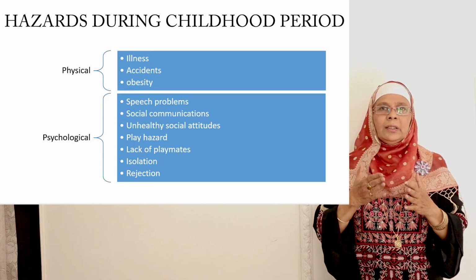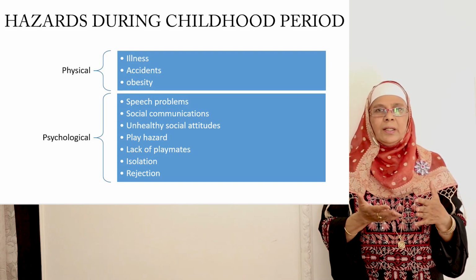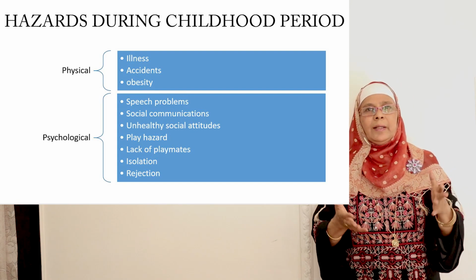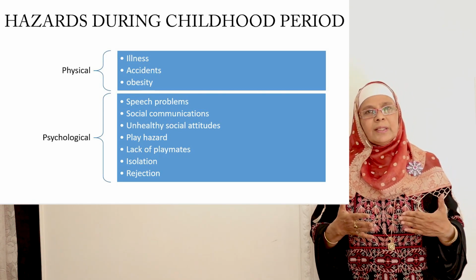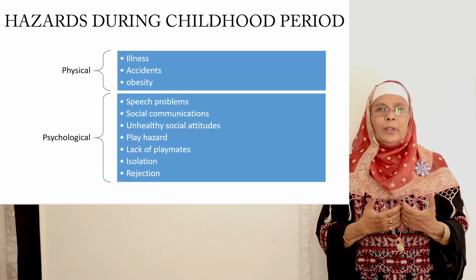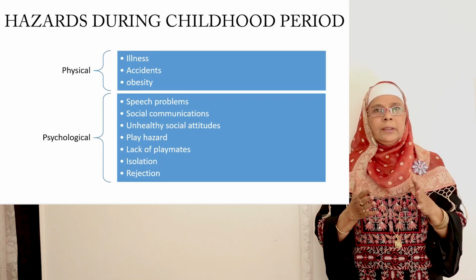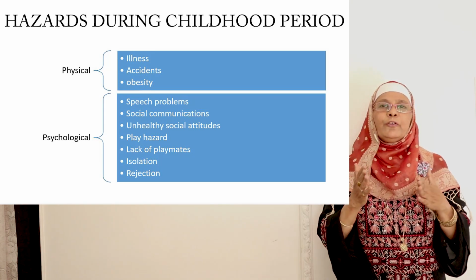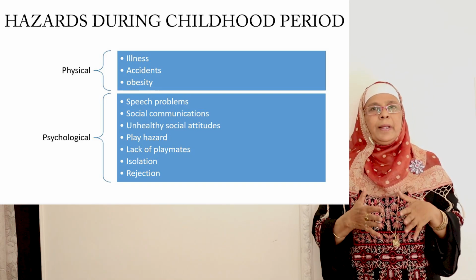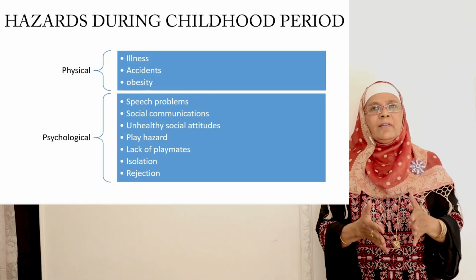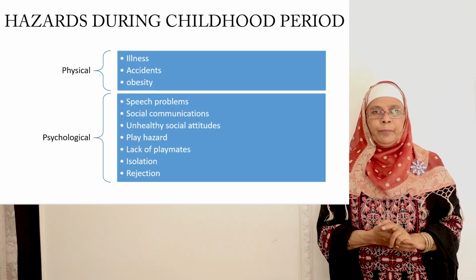The children try to climb up, they try to jump from up, they climb on trees, and some accident takes place. They might have a big fall, climbing up or down the staircase. That can result in an accident, and that can be a physical hazard. And the third hazard is obesity. Irregular food habits or the junk food which children eat may affect the physical development of the baby, and that can result in a hazard.